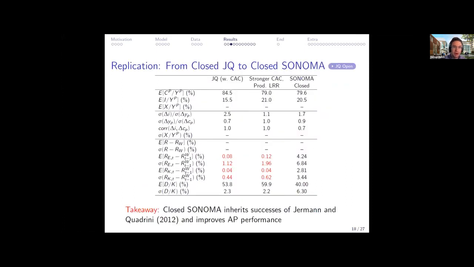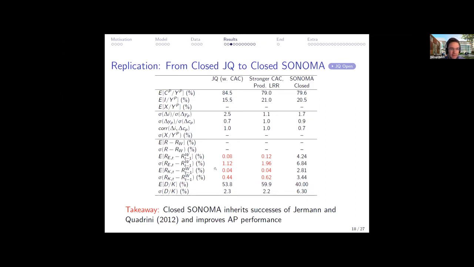Okay, so this table shows key moments of the model, starting with the replication of Ullmann and Quadrini, and then progressing towards the closed version of SONOMA. And the middle column represents an intermediate calibration. So the top portion of this table refers to average levels of macroeconomic variables. The middle portion refers to volatilities of macroeconomic aggregates. And the bottom part comprises asset pricing moments.